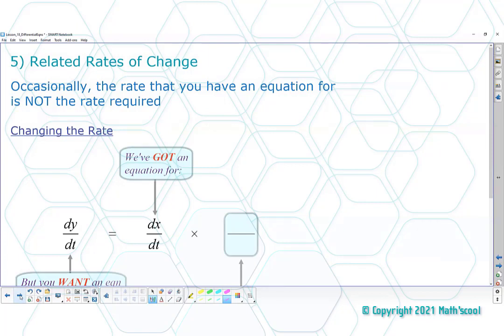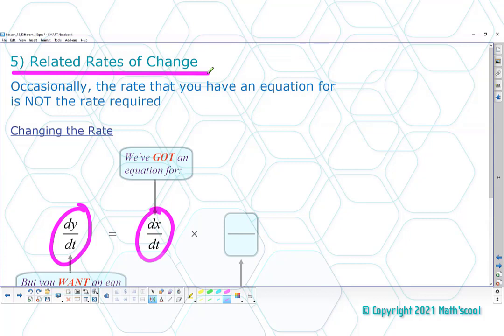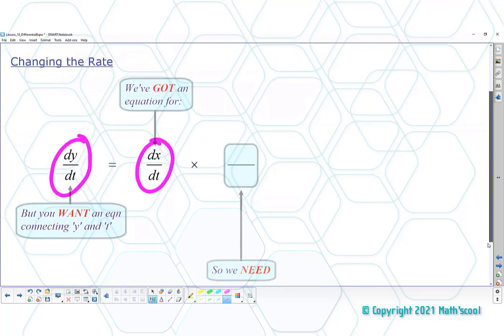Let's say, for instance, you've got dx by dt, but that's going to give you an equation for x in terms of t. But let's say you don't want x in terms of t. Let's say you want y in terms of t. Then that would be related rates of change. Related rates of change is when the rate you have in your equation is not the one you want. So you need to change that rate. And we use the want, got, need rule.